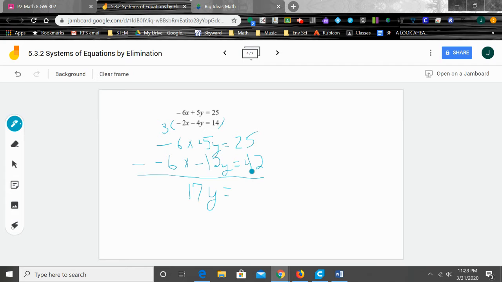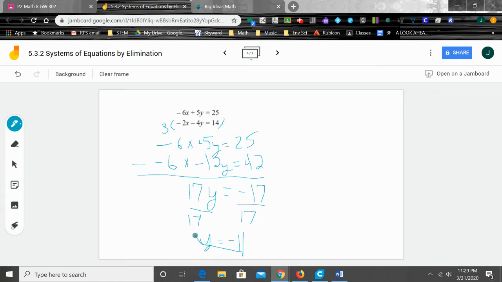And now I'm going to subtract these two. So 42 minus 25. Actually, it's 25 minus 42, but we know we're just taking the difference of it. So that would be 17. Since this is the bigger number, it's going to be negative 17. So 17y equals negative 17. Obviously, divide by 17 here. So y is going to be negative 1.